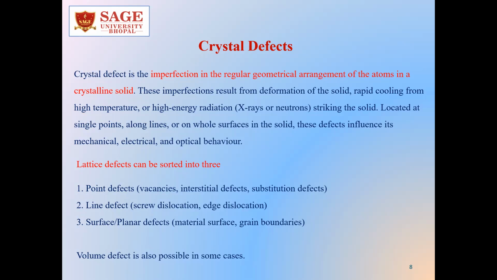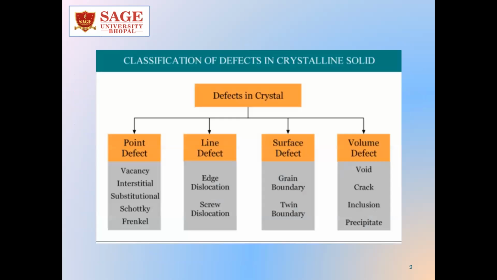Lattice defects can be sorted mainly into 3 types. First one is point defects, which are vacancies, interstitial defects, and substitution defects. Second one is line defect, which is screw dislocation or edge dislocation. Third one is surface or planar defects, which is material surface or grain boundaries. Volume defect is also possible in some cases. So there are point defects, line defect, surface defect, and volume defect.